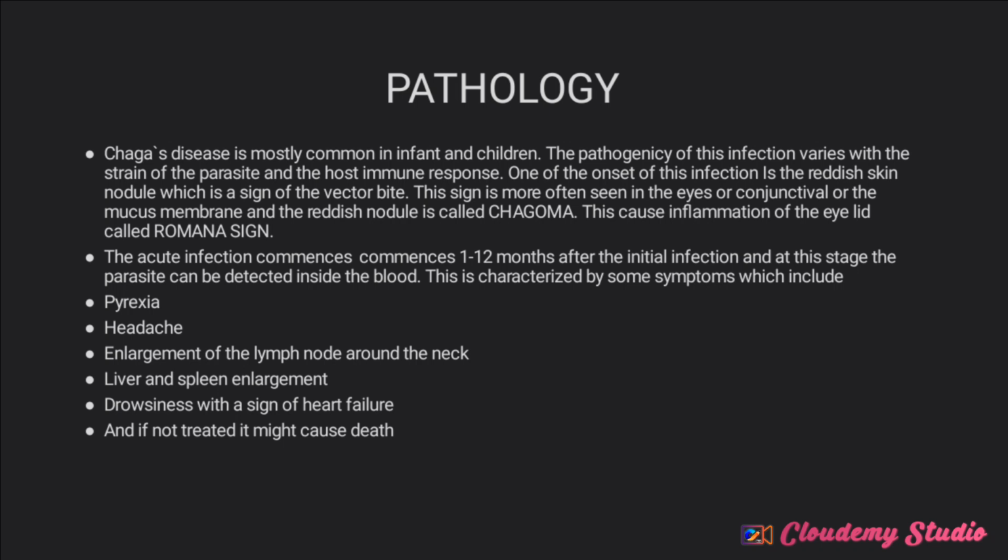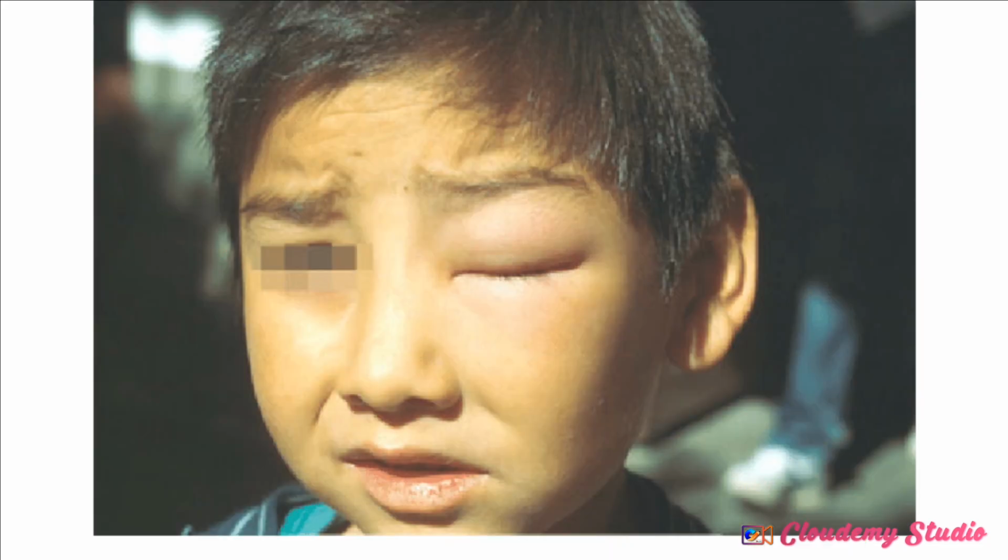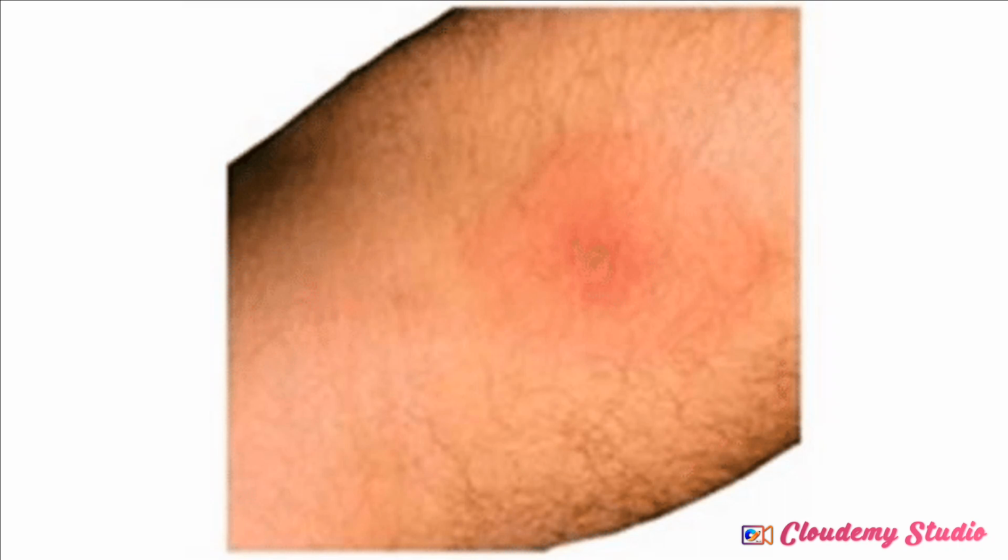It's a reddish skin nodule, which I'm going to show you, which is a sign of the vector bite. So let me show you the image. Can you see the reddish skin nodule that is formed due to the bite of the insects? So that's one of the onsets of the infection. You understand?